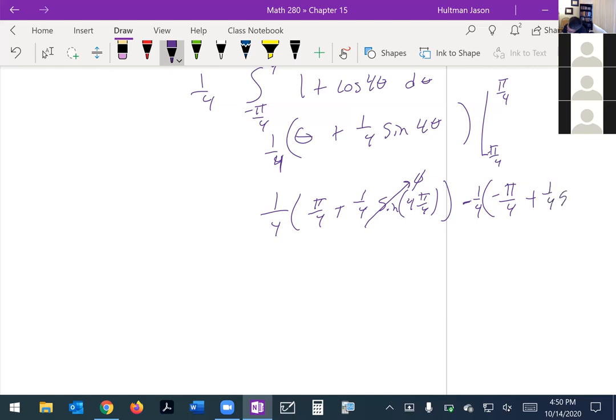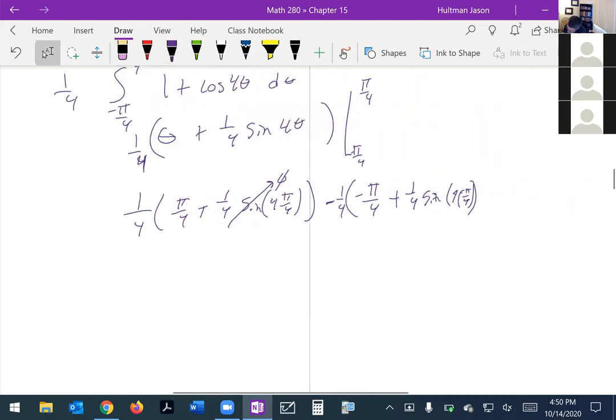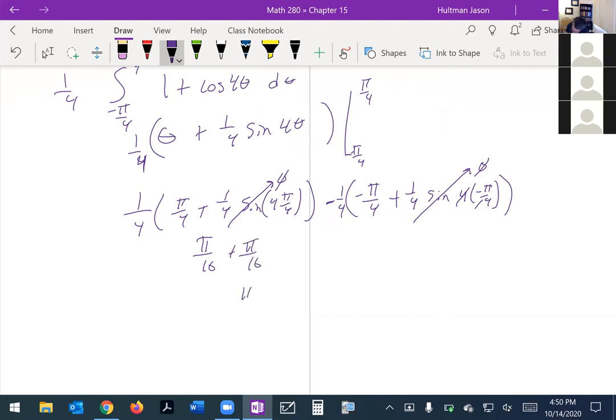Plus 1/4 times the sine of 4 times negative pi over 4. Sorry, that's really bad. So that's the sine of negative pi, which is also 0. So that goes to 0. So this becomes pi over 16 plus pi over 16, which is pi over 8. Well, done with that one.